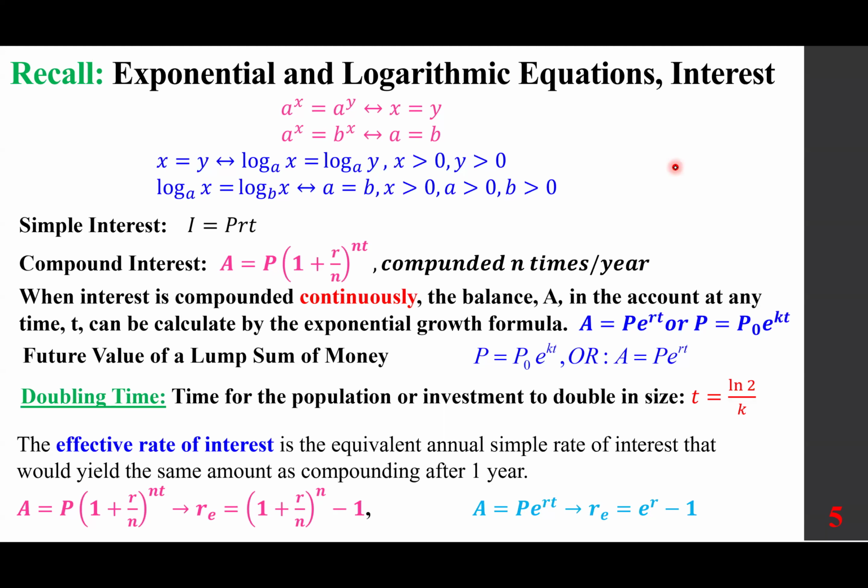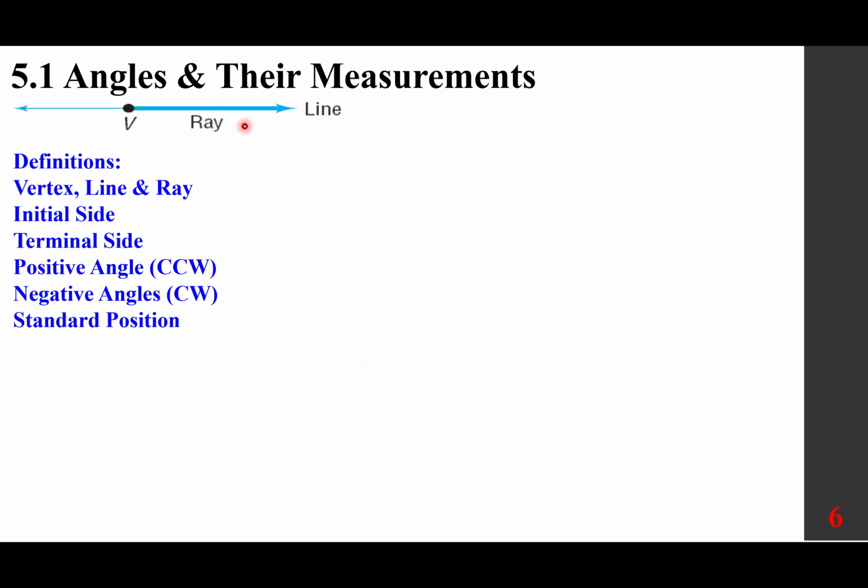Now let's actually get started with our section, 5.1, angles and their measurements. So we want to look at the following definitions. We want to look at the vertex. Here's the vertex. We want a ray, line, initial side, terminal side, positive angle, counterclockwise, negative angles, clockwise, standard position. So let's get started.